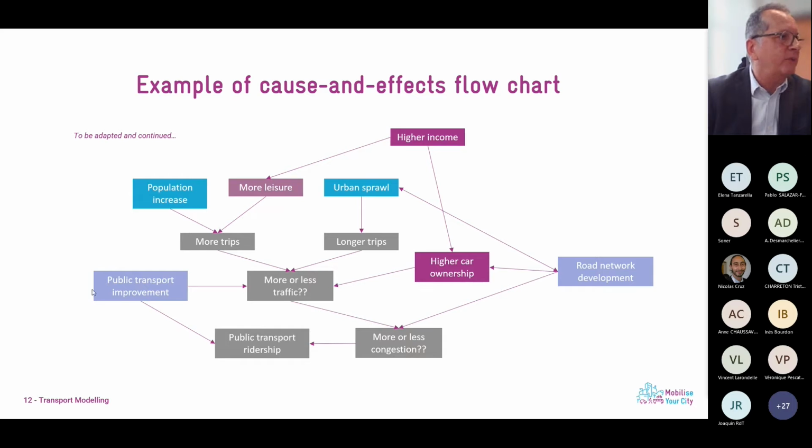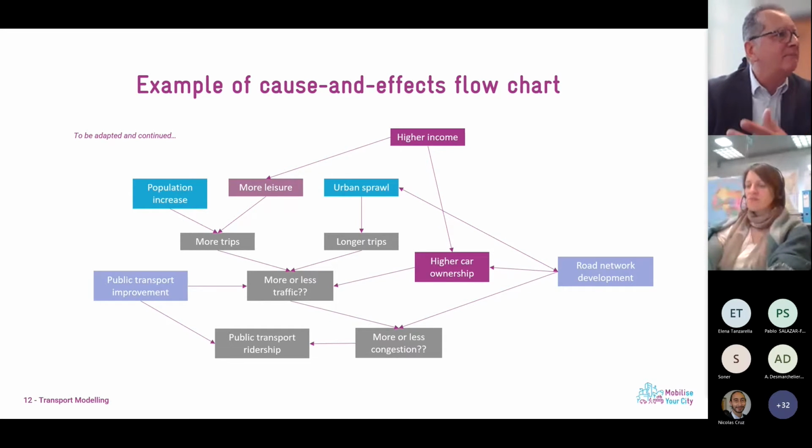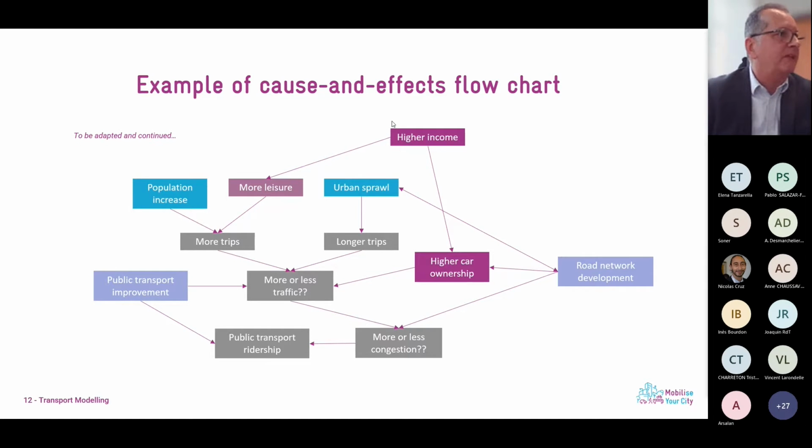And maybe hopefully at the same time there has been a public transport improvement. So what are the results? More or less traffic? And with the development of the road network and of the public transport ridership, more or less congestion? It might depend. So we see that, and it is only a small part of all the factors. So we see that we are tackling a very complicated system, but this is already a model, and the base of every model is something like that. An image of cause and effects regarding mobility and an interpretation of reality.